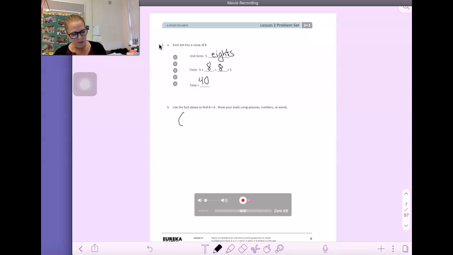So we could do 8 times 5 plus 8 times 1. And the 5 plus 1 is equal to the 6. So we have 40 plus 8, which equals 48. You can do it this way, or you could show it a different way.